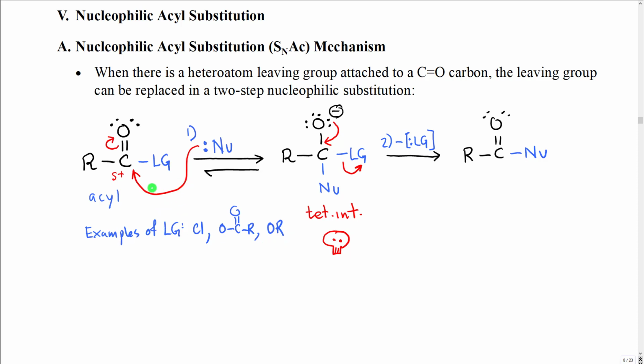Now, in this reaction, then, we start with our reactant, which has the C double bond O attached to the leaving group. Now, in terms of naming, it's a very technical thing, but we call this black piece right here an acyl group. This is something we discussed earlier when we talked about acylation. And so what we have is an acyl group attached to a leaving group.